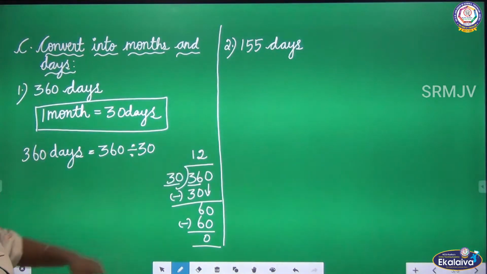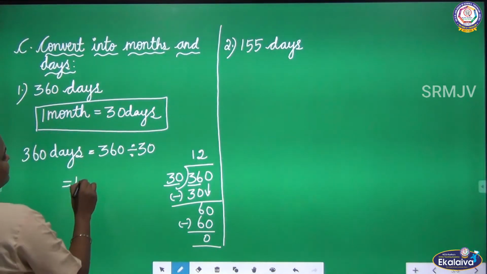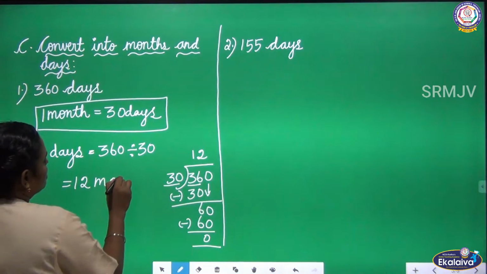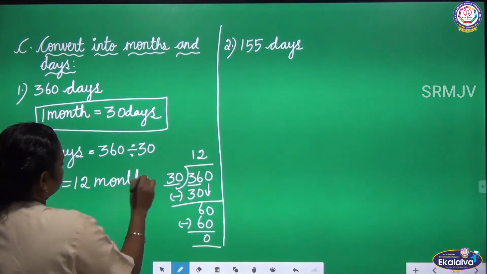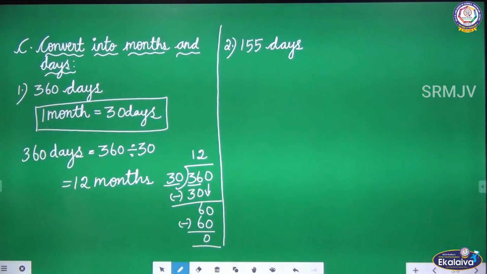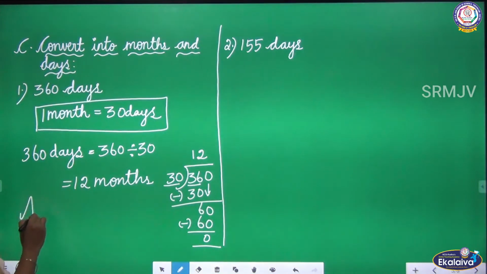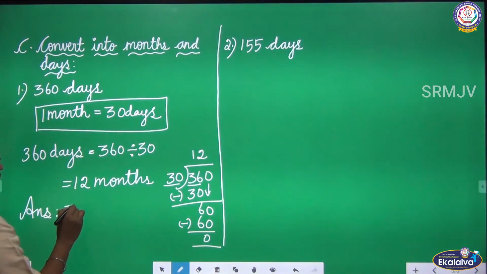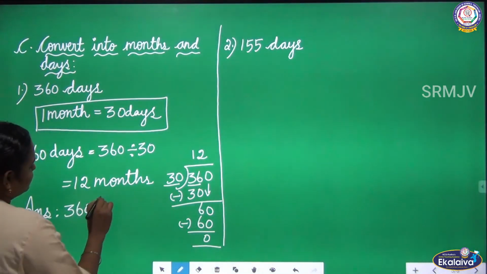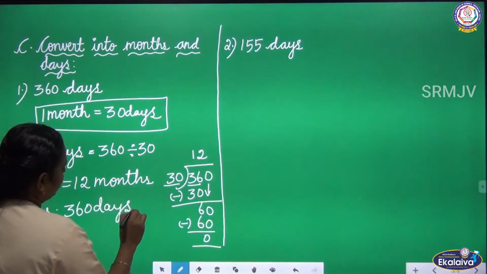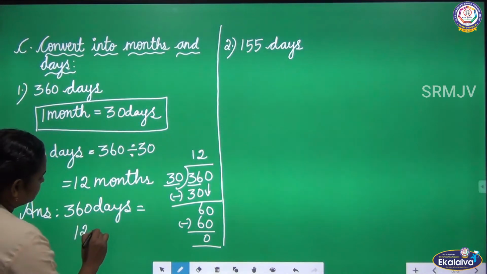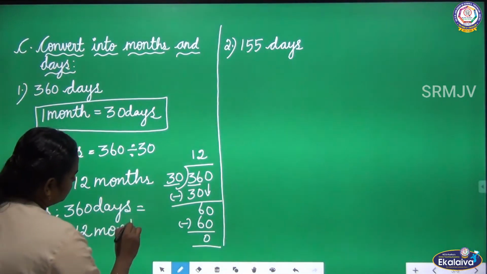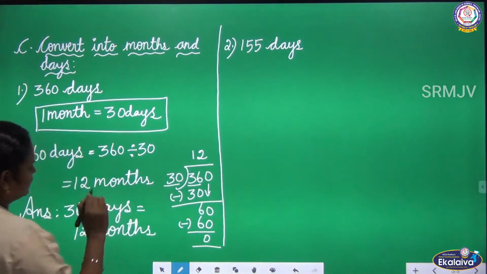So how many months? 12 months. So 360 days equal to how many months? 12 months. So the answer, you can write 360 days equal to 12 months.